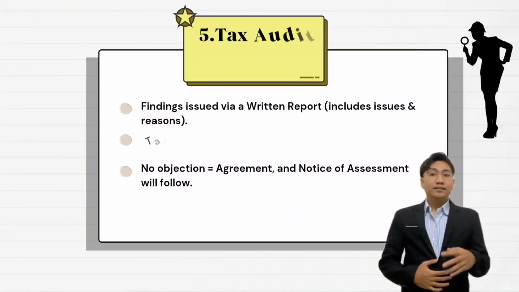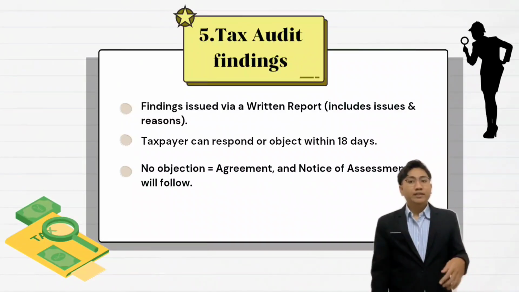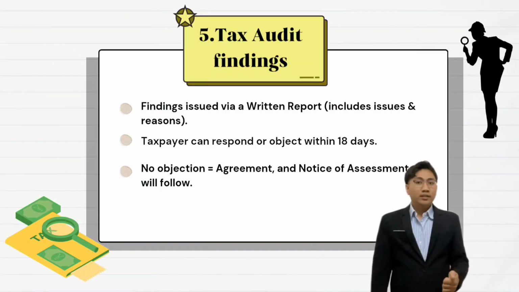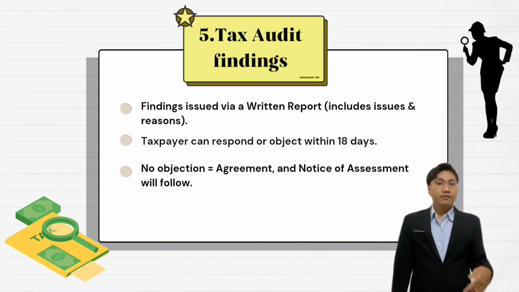Fifth is tax audit findings. The taxpayer may be called or can visit LHDNM to discuss the audit. A letter will be given with the audit issues and reasons. The taxpayer can respond or object within 18 days. If no objection, the audit results are final and the tax notice will be issued.